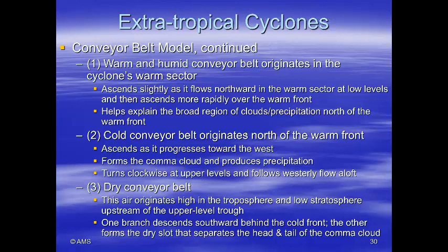And finally, we have the dry conveyor belt, and this air originates high in the troposphere and low stratosphere, upstream of the upper level trough. And one branch descends southward behind the cold front, and the other forms the dry slot that separates the head and tail of the comma cloud.